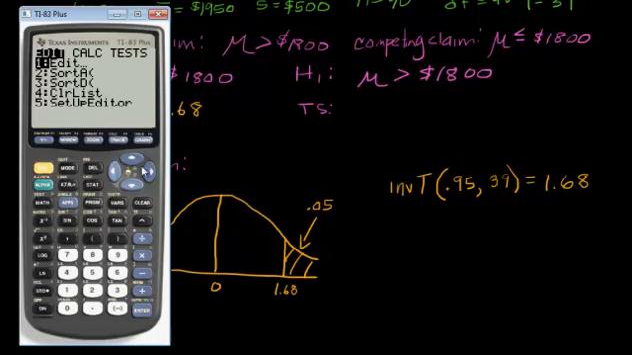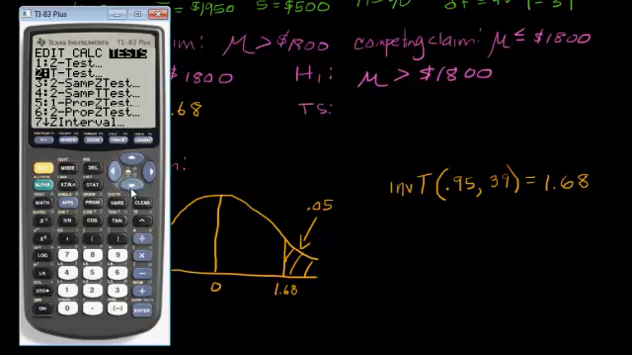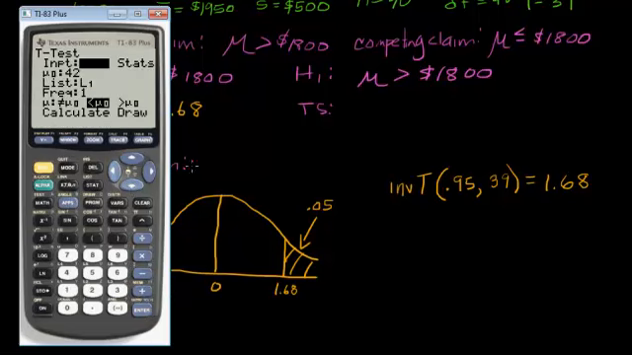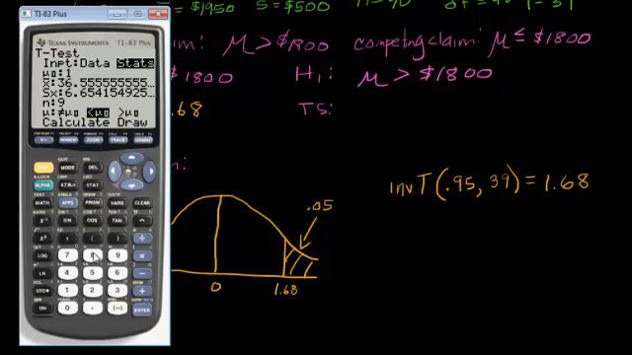So stat, tests, and now we're using the t-test. We tab down to t-test for the student t-test. We still have the choice of data or stats. I do not have the data, but I do have stats. My mu sub 0 is 1800. My sample mean was 1950. Sample standard deviation was $500. The sample size was 40. And this is a right-tailed test.